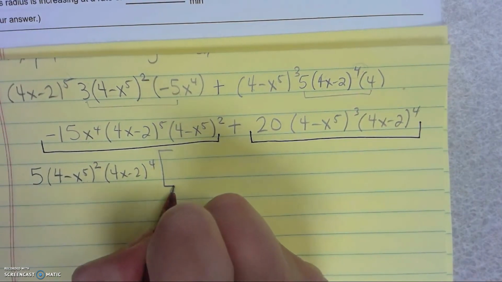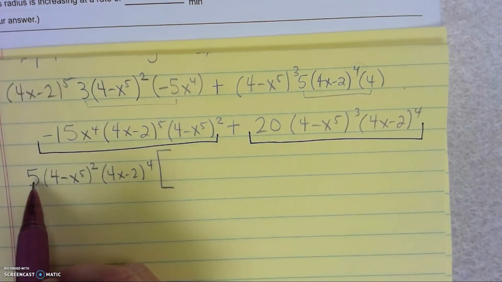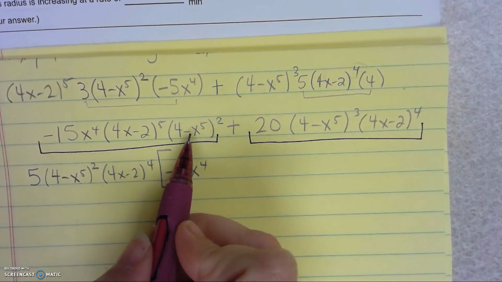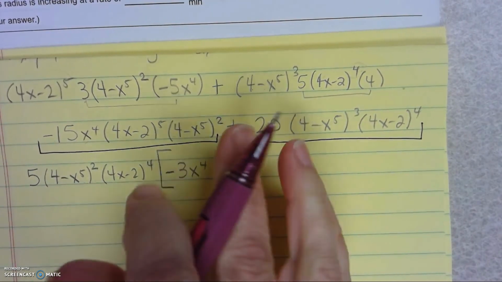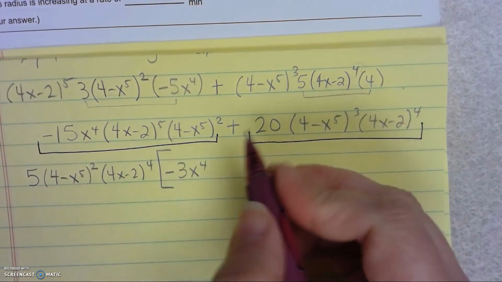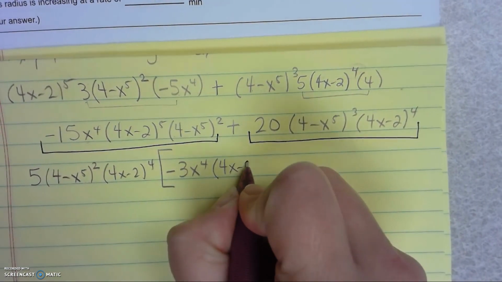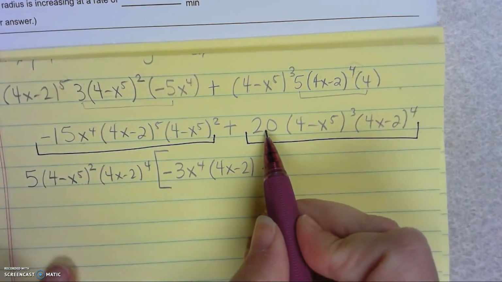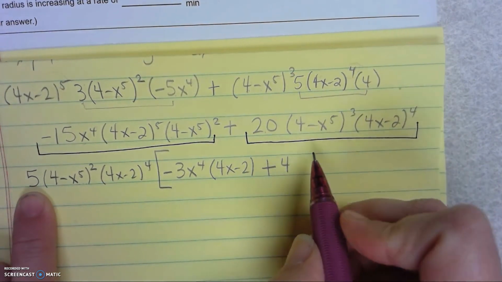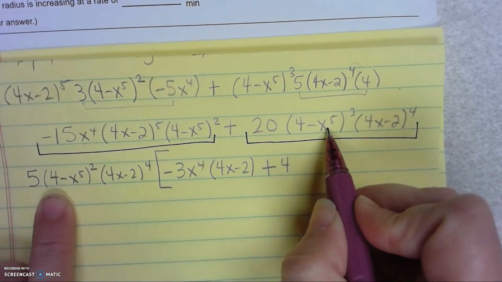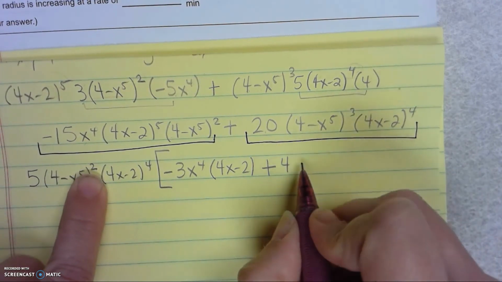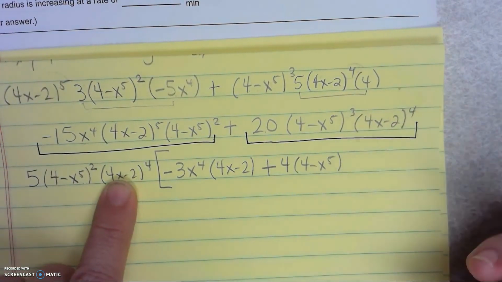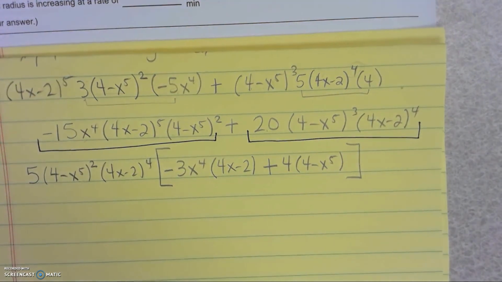All right, so here's what's left. Negative 15x to the 4th divided by 5 is negative 3x to the 4th. All right, we took out 2 of these, so that's gone. We're taking out 4 of those, so then that is left, 4x minus 2. That takes care of the first term. Plus 20 divided by 5 is 4. (4 minus x to the 5th) cubed, we took out 2 of them, so that leaves 1 of them. And here we took out all 4, so then that would be what's left.